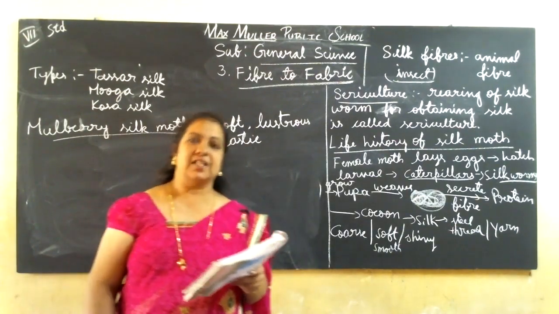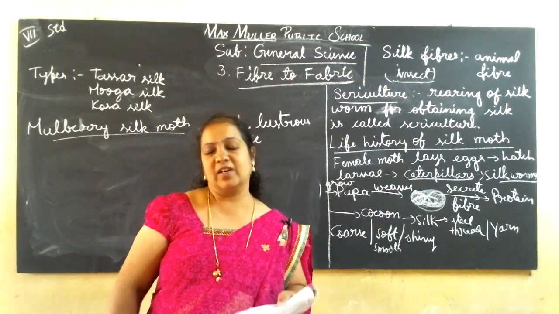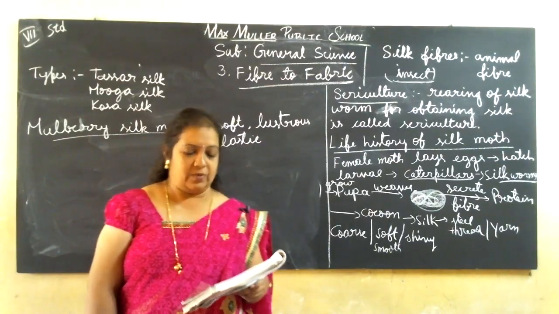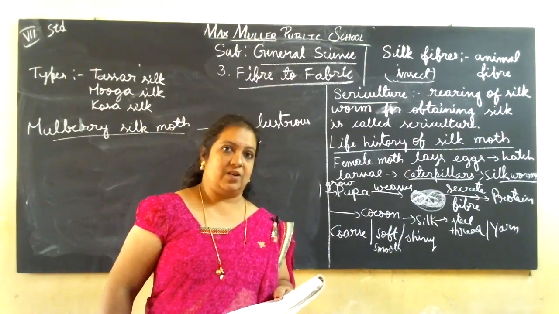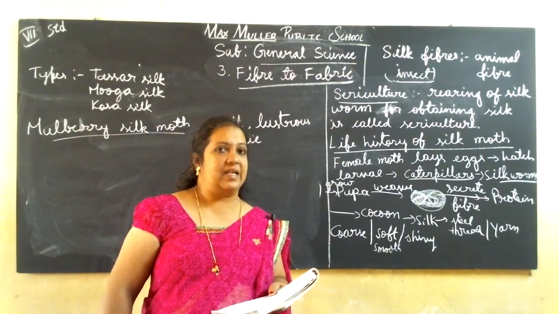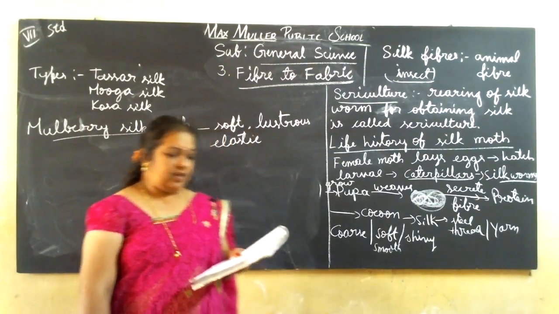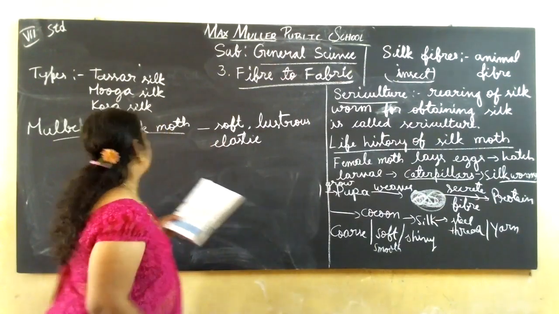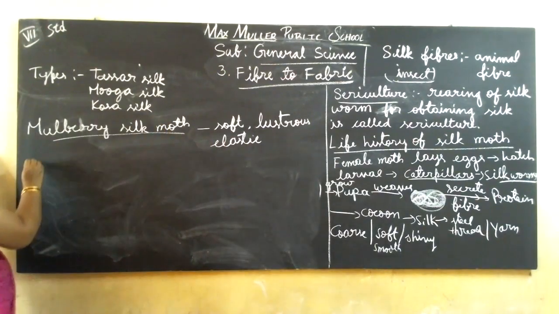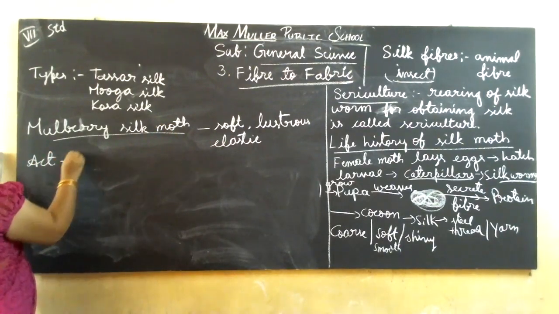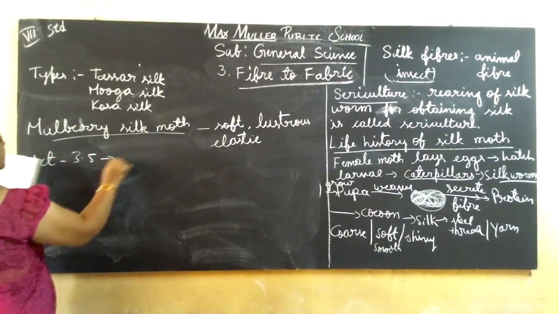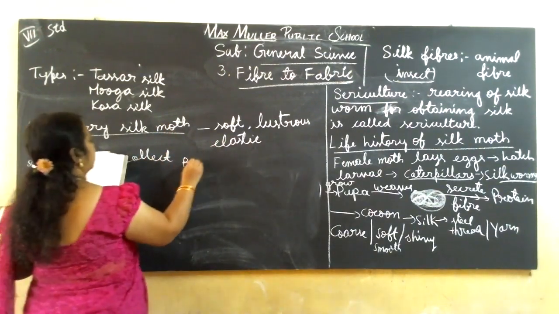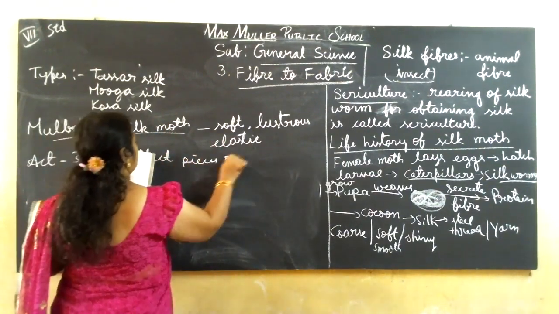Sericulture, or culture of silkworms, is a very old occupation in India. It is produced for commercial purposes, mainly for selling purposes. Then here they have given activity 3.5. In that you have to collect pieces of silk cloth. Activity 3.5. So here you have to collect pieces of silk cloth.